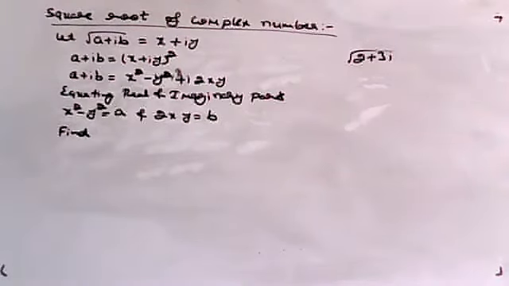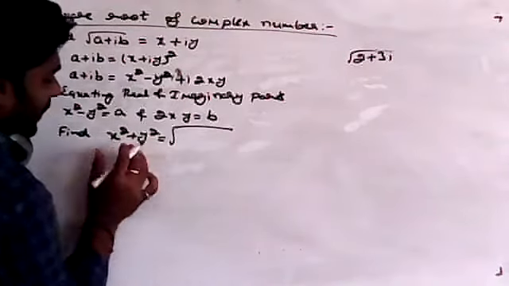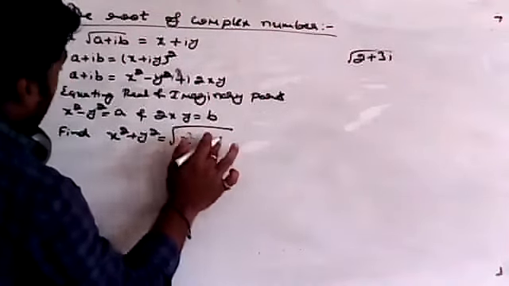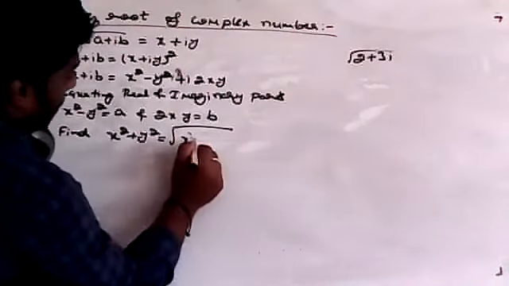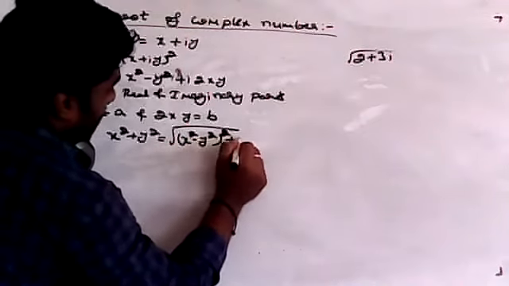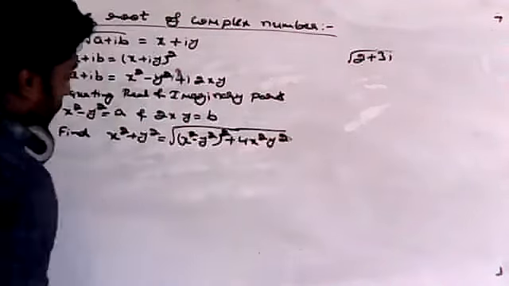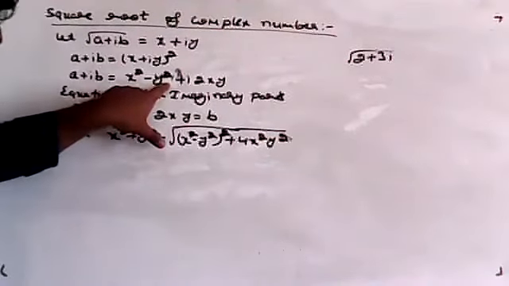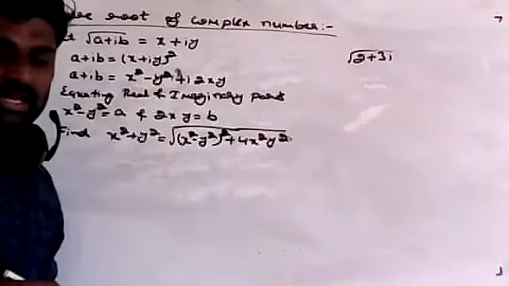Now I'm rewriting x square plus y square as the root of x square minus y square the whole square plus 4x square y square. After this we have to find x square plus y square. Why? To get the x value. Here we'll get x square minus y square, and here x square plus y square, then adding, y square gets cancelled and we'll get the x value easily.